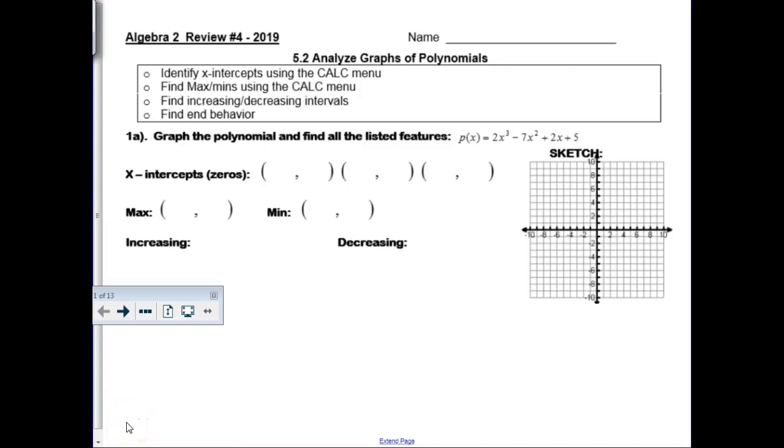Alright, so here's our review for summative number 4 in Algebra 2, and this first section is a repeater section from the last test. You did a very beautiful job of using your calculator to find the pertinent parts. So the polynomial here, you're going to want to type this into y equals. Y1 is where mine's located, so I already have this typed in.